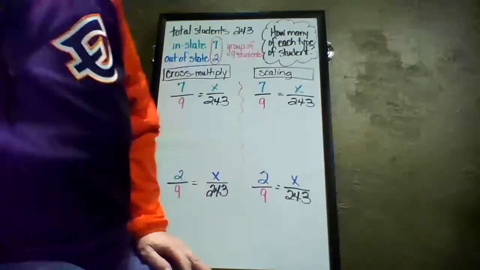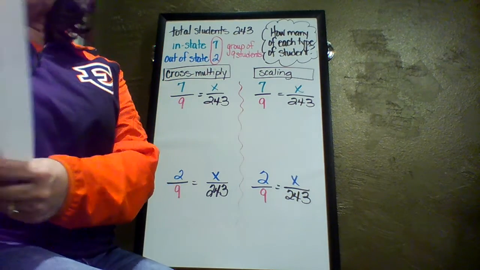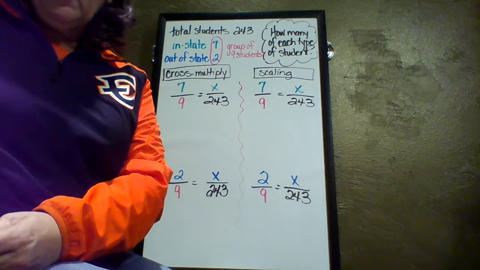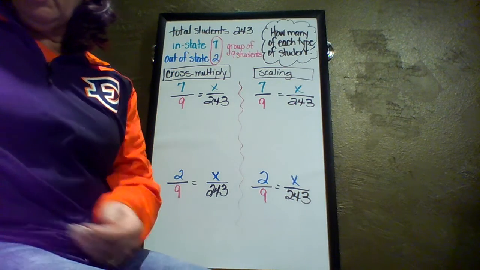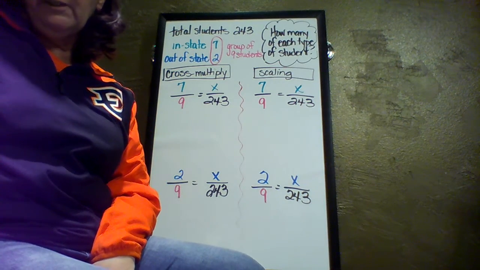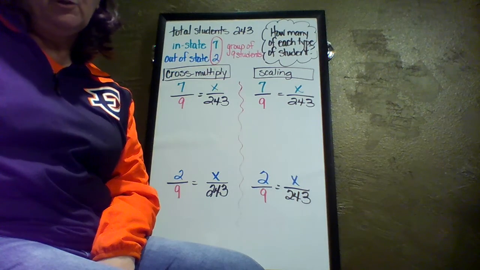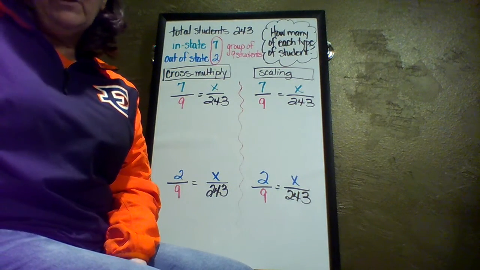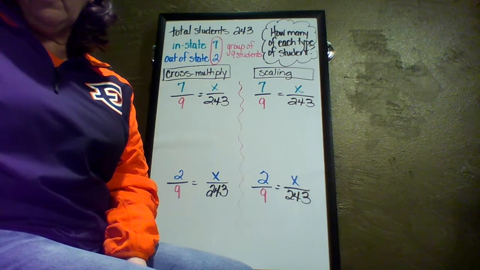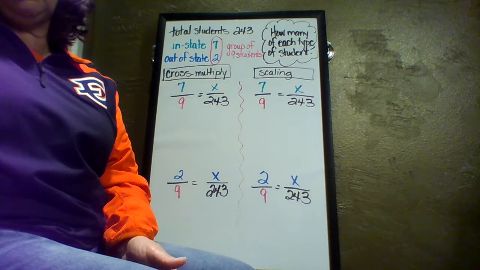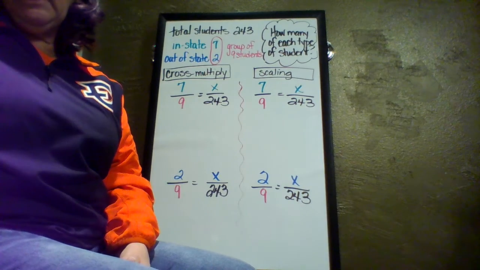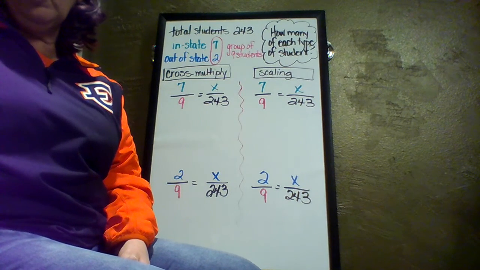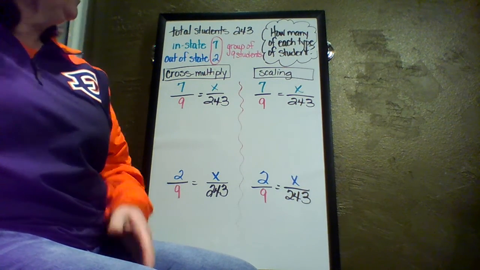So in our problem, it says, a small university enrolls in-state and out-of-state students. The number of students enrolled in their most recent freshman class was 243. The school reported that it enrolled 7 in-state students for every 2 out-of-state students. How many of each type of student was enrolled in the freshman class? Okay, things that we know.